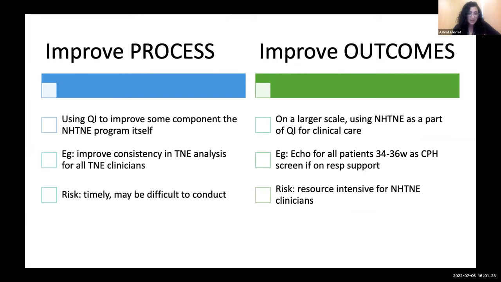So for example, if you want to improve a process as it pertains to hemodynamics, perhaps you want to improve some component of the program itself. Like the way that TNE analysis is done across all of your TNE clinicians, or the way your measurements are done are very inconsistent. So that leads to a lot of variability in interpretation or in management because the actual measurements are not done consistently. So this is something that could be done as a process improvement.